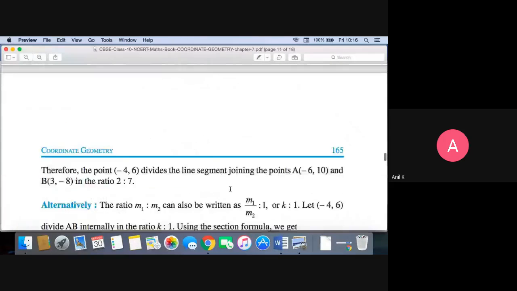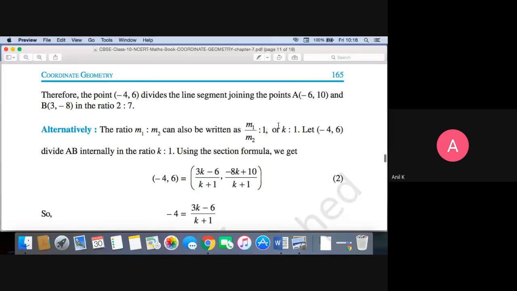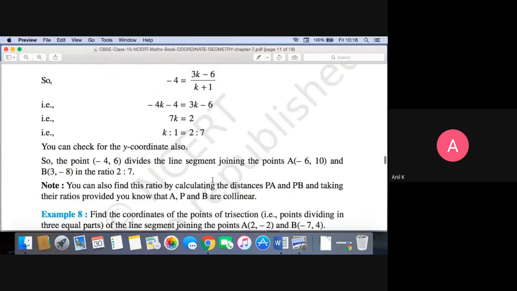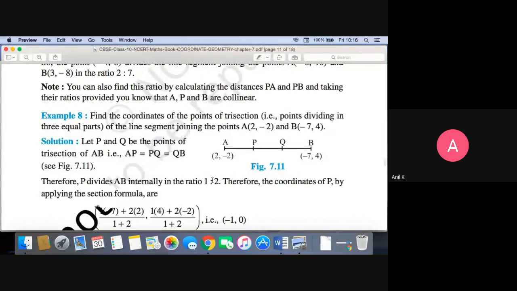Even the textbook also, a few examples they are taking k is to 1. I'll show you here. Yeah, here they are taking the ratio as k is to 1 and they solve with k is to 1. They got 7k equals to 2, then k value is 2 by 7. So then we'll get 2 by 7 is to 1. So it is 2 is to 7. It is up to you which one you use.